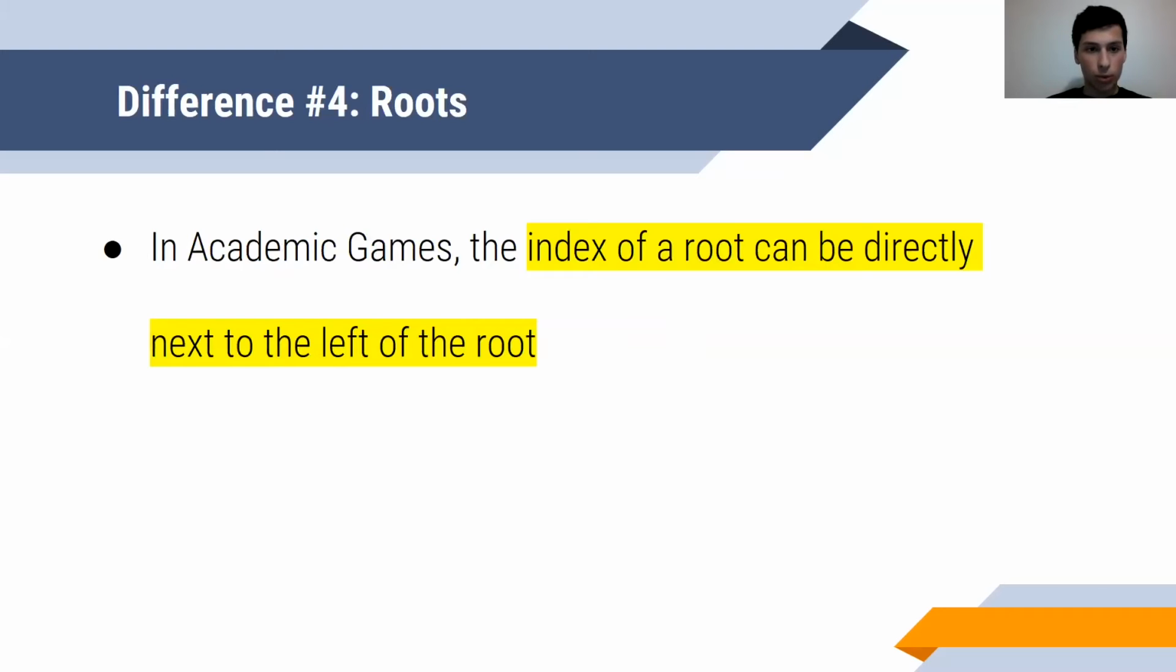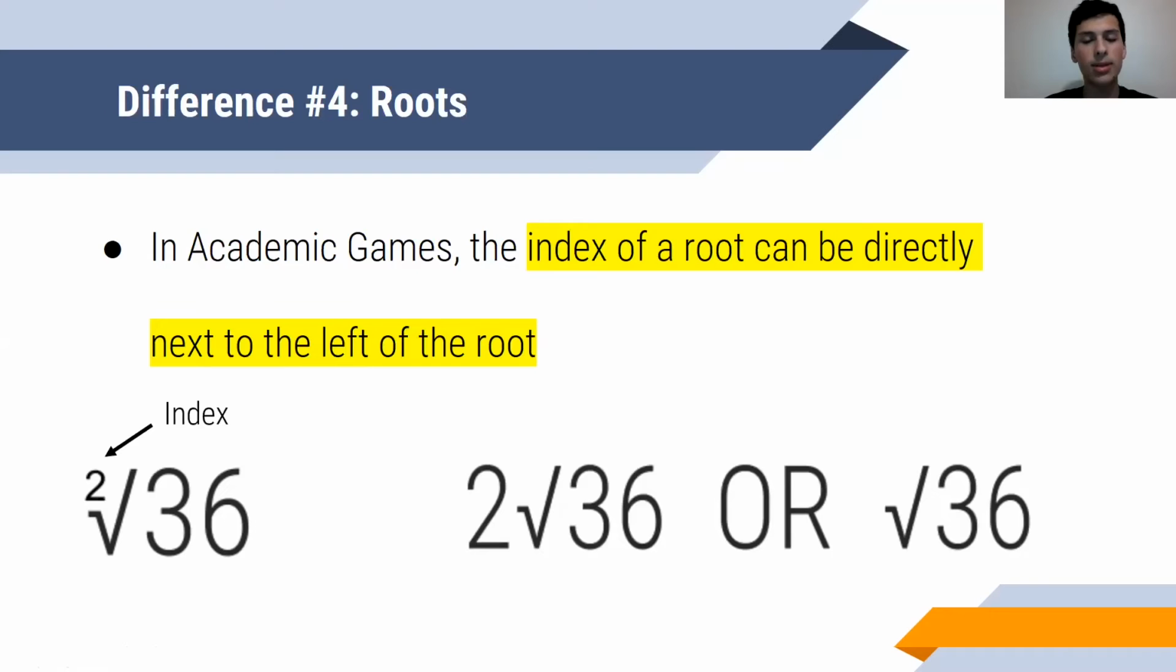The fourth difference is roots. So in academic games, the index of a root can be directly next to the left of the root. So if you look at this example here, this is 2 root 36. The 2 is the index. It's smaller than the 36, and then the 36 is the radicand. So in this example, it's 2 root 36.